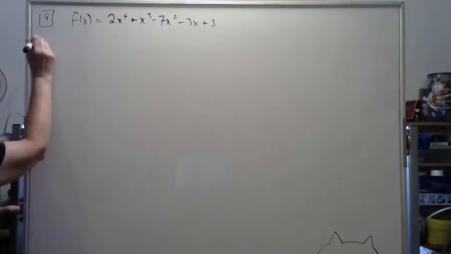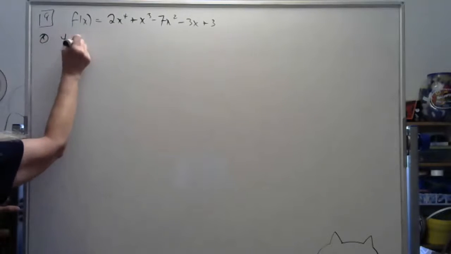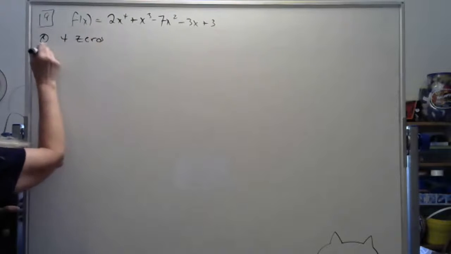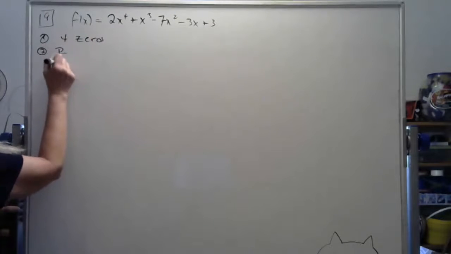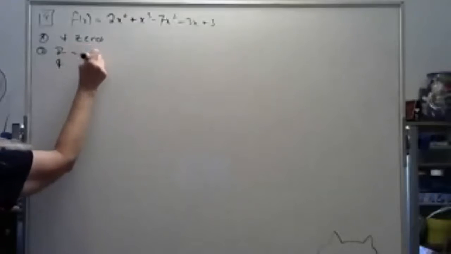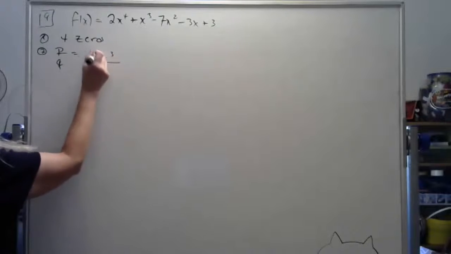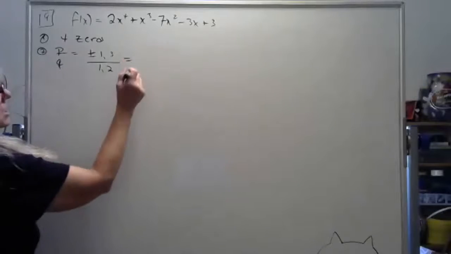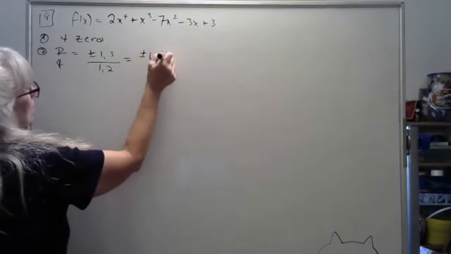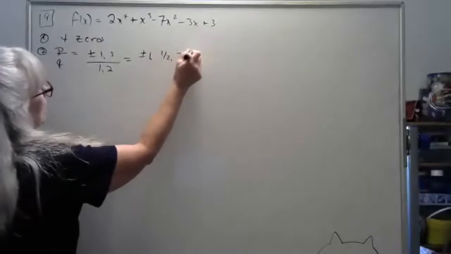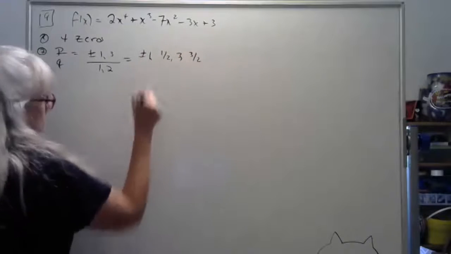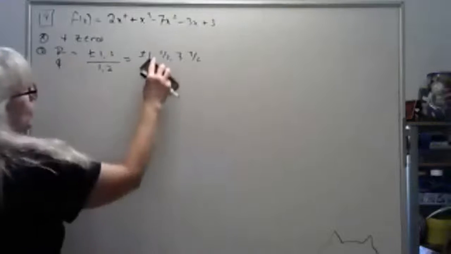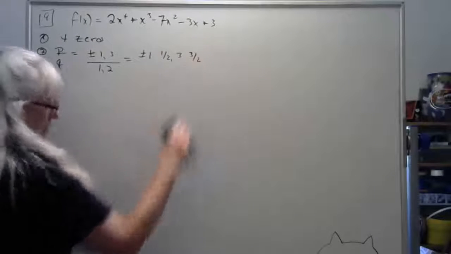So we know in step 1 that we're looking for 4 zeros. Step 2, our P over Q list, we're going to have factors of 3, which are 1 and 3, over factors of 2, which are 1 and 2. So I got fractions floating around again. So I've got a 1, a 1/2, a 3, and a 3/2. So 1, 1/2, 3, and 3/2.